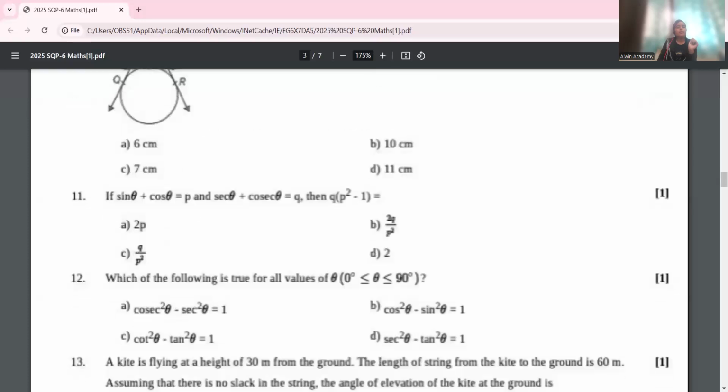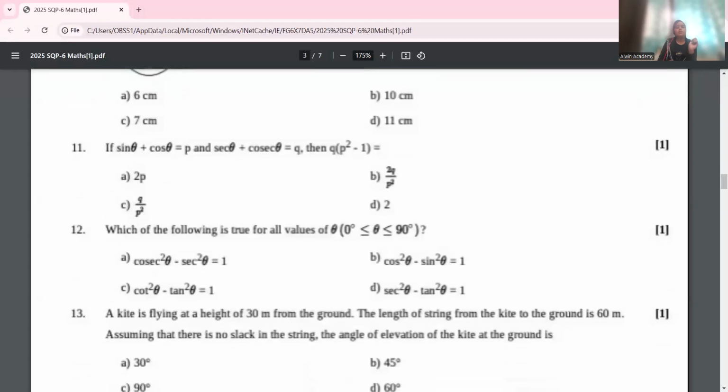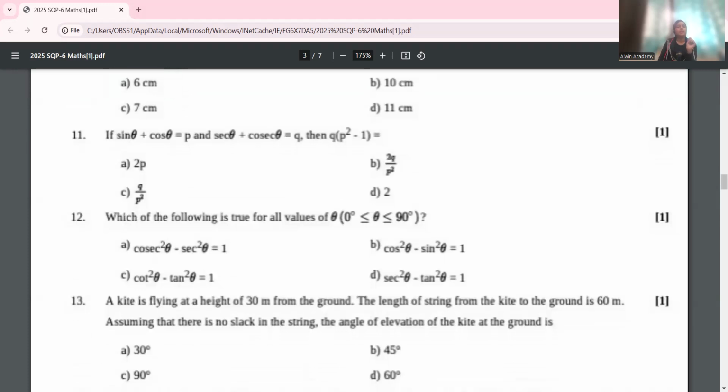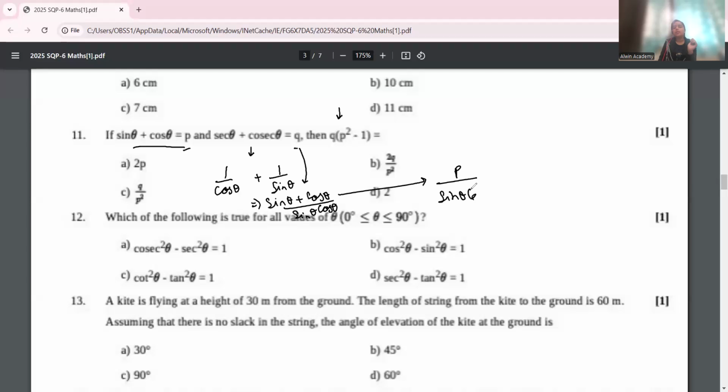If sine theta plus cos theta is P and sec theta plus cosec theta is Q, then Q times P square minus 1 is. We can simply put in the value of P and Q here, or otherwise, let's first simplify this. Sec theta I can write as 1 by cos theta and cosec theta I can write as 1 by sine theta. When I take the LCM, I get sine theta plus cos theta by sine theta cos theta. So Q's value is this, and I know sine theta plus cos theta is P, so I can simplify it further and write it as P upon sine theta cos theta.